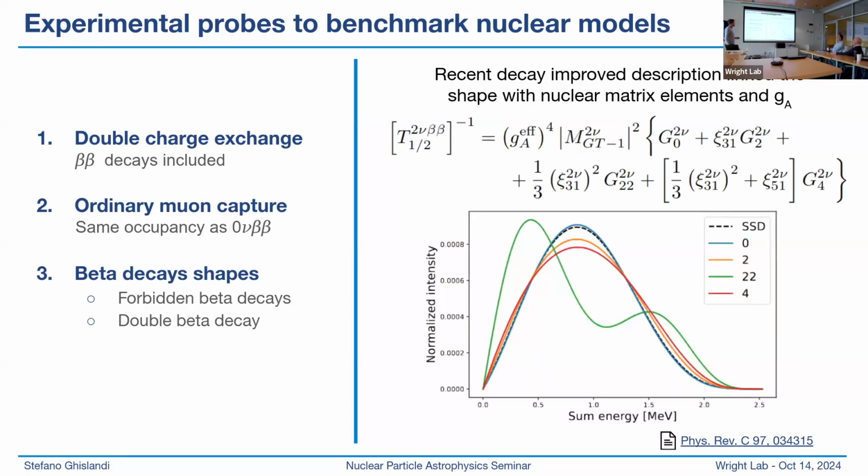Something very similar can be done with double beta decays. Also in this case, you have a contribution that is larger than the others, but in the late years, some improved description of the decay has shown how other contributions at lower levels can be important and can encode, also in this case, the value of the axial coupling from the shape. And we will do something similar.